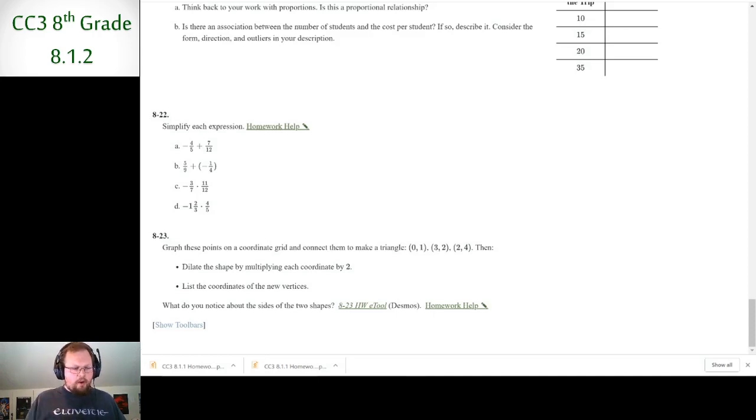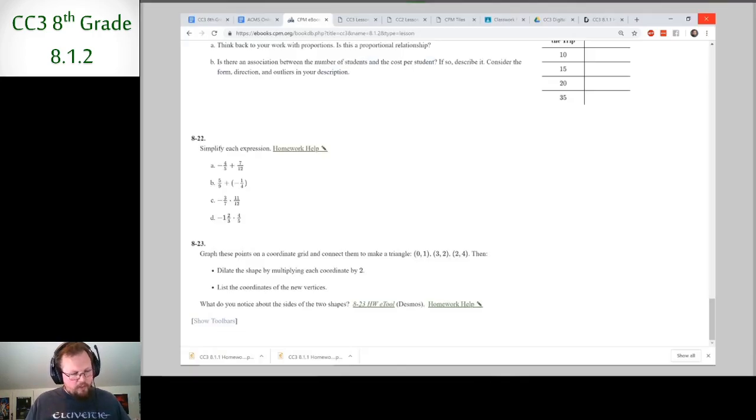So try graphing it on the points with the points given, multiply everything, and then start listing out your new points. So for example, this one you've got 0 and 1. If I multiply that by 2, I end up with 0 and 2. Multiply this by 2 and I get 6 and 4, and then do the same thing for the last one to get your new points.